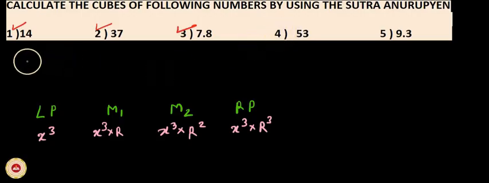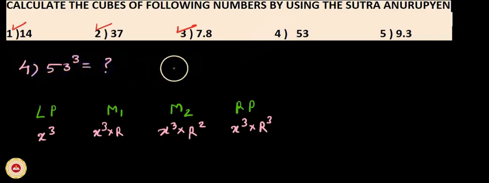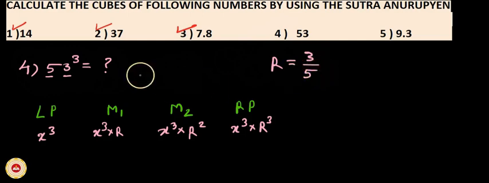So next example, fourth example, 53. We are going to cube the number 53. So let us first calculate the ratio. This is y and this is x. 3 is at the units place and 5 is at the tens place. So the ratio R is 3 over 5, or 3 upon 5, because we consider the ratio of units place digit to tens place digit.